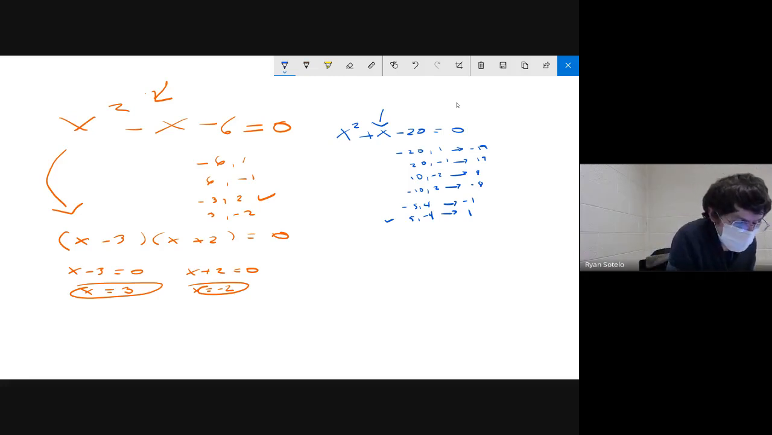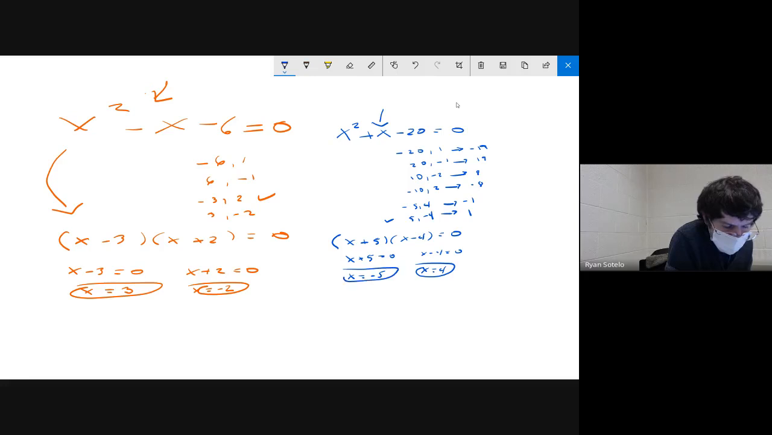So now I'll factor it. X plus 5, X minus 4. So my solutions are when either of those is 0. So X plus 5 could be 0, and X minus 4 could be 0. So that's a solution when X is negative 5, and that's a solution when X is 4. Those are my two solutions to this. If I plugged negative 5 into here, I would get 0 on both sides. And if I plugged 4 into here, I'd get 0 on both sides. So those are my two solutions that make the statement true.